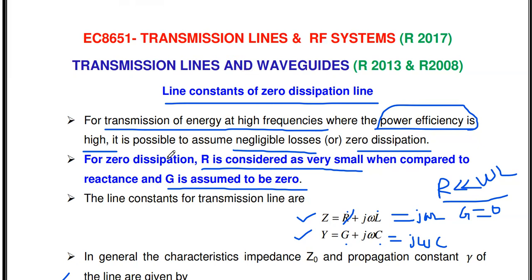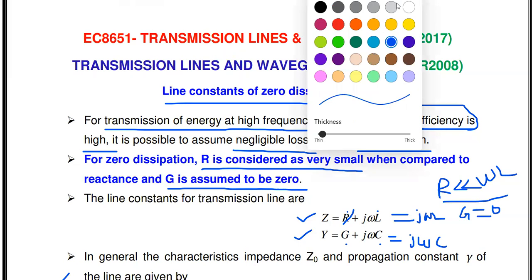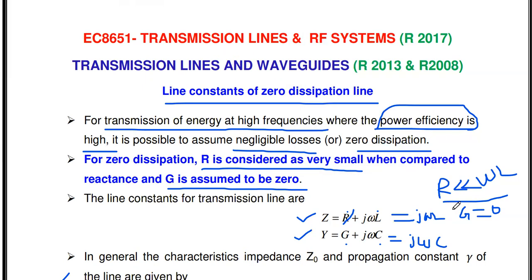Okay, next one, for zero dissipation line, what is the condition? The resistance value R is very small when compared to the reactance, and the conductance value should be 0. So the resistance R is very less when compared to the reactance, and the conductance G equal to 0. These are important MCQ questions. What is zero dissipation line? For zero dissipation line, what are all the things that are 0? R is very less when compared to omega L, or simply R equal to 0, G equal to 0. That's the condition for zero dissipation line.